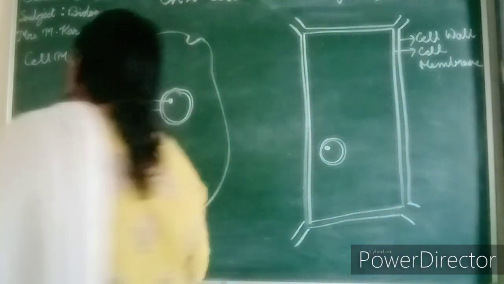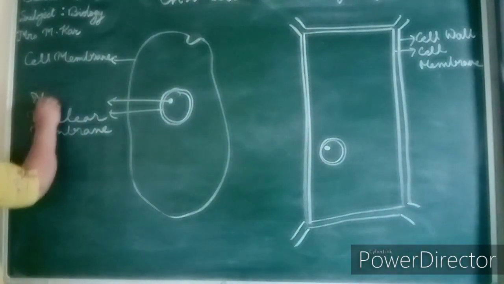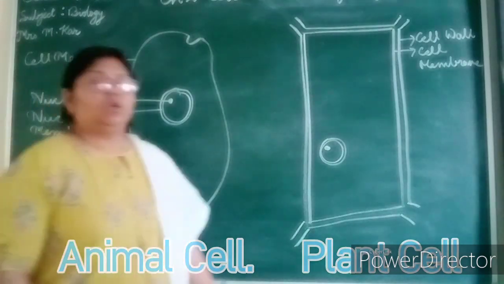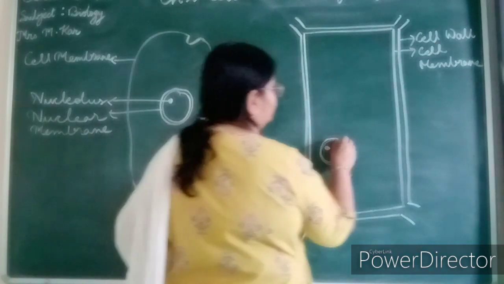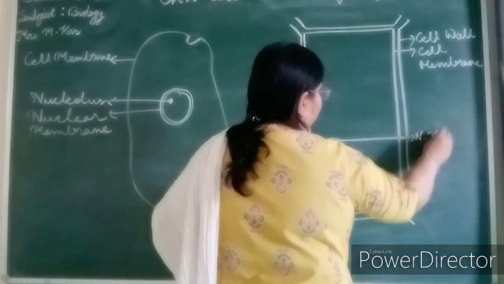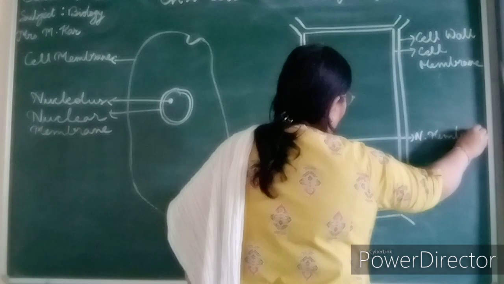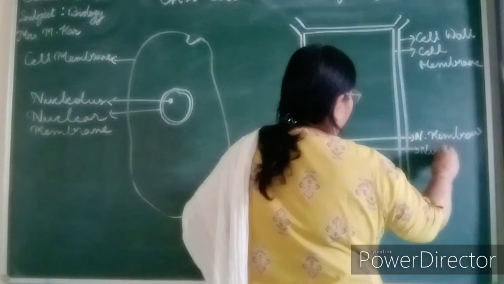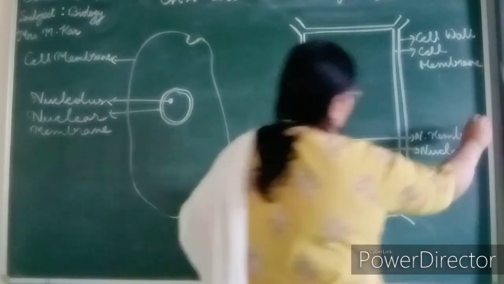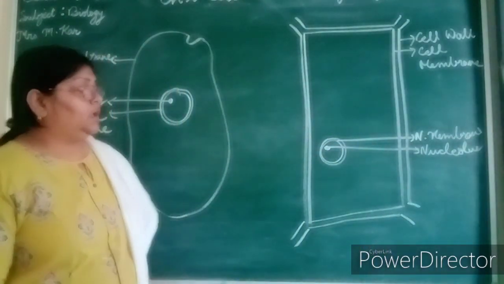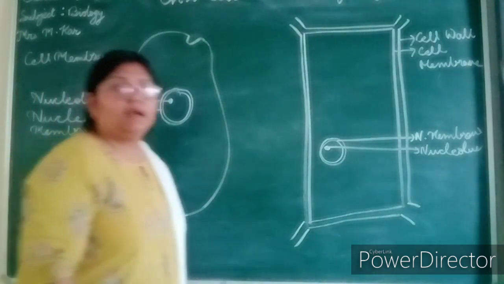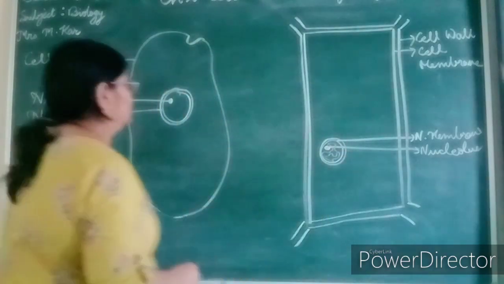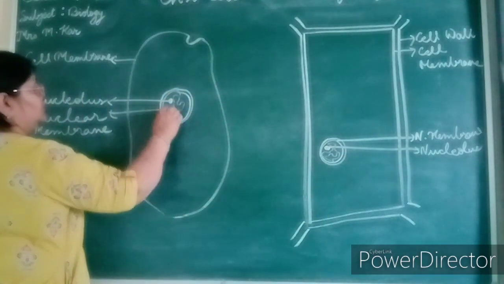So it helps in the synthesis of protein and has RNA in it. Okay. So the name is nucleolus. Same for both. Nuclear membrane and the rounded structure, nucleolus. Okay. Now apart from this, there are some thread-like structures in the nucleus.